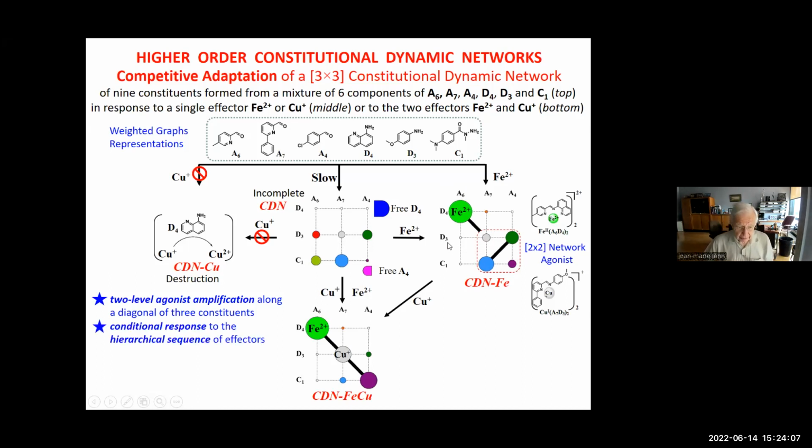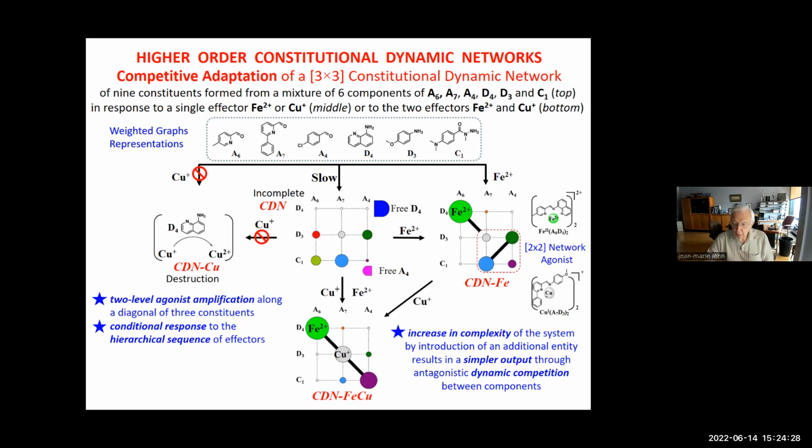So, second point, there is a conditional response. It only works, it only responds when there is a sequence and the correct sequence. You first have to add iron, and then you can add copper 1. Otherwise, it's destroyed.